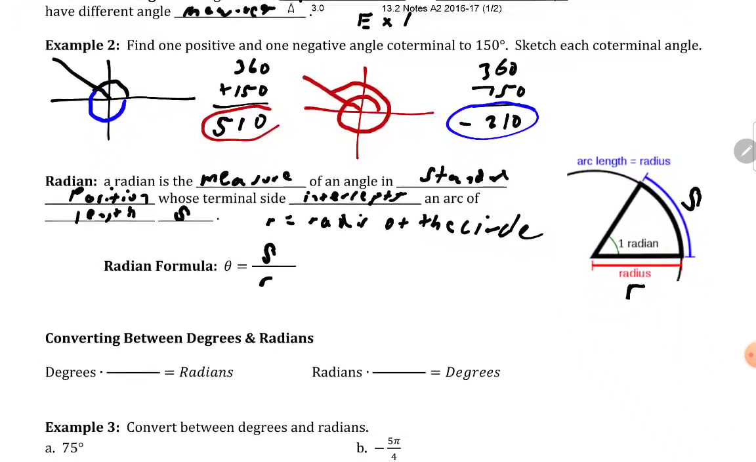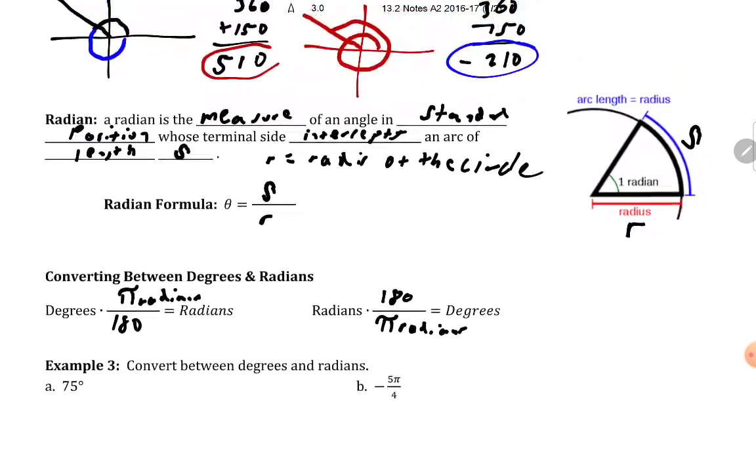If we want to convert between degrees and radians, we take our degrees and we multiply it by pi radians over 180. And if we want to go backwards, we take our radians, multiply it by 180, and divide by pi to get degrees. So let's do some examples. If we want 75 degrees and we want to transform it into radians, take 75 times pi divided by 180. And that would be 75 divided by 180, that reduces to 5 over 12, and then pi.